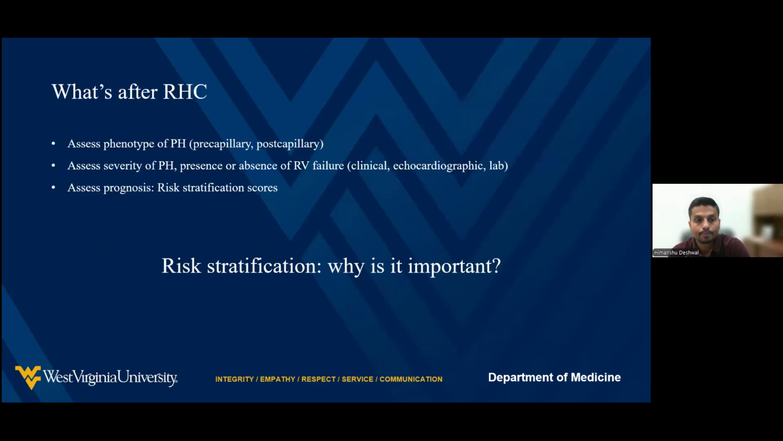Once the right heart cath is done, then you need to assess what was the cause. So, you've done all the workup. Now you stratify: is it all heart failure? Is it all COPD, or is it group 1 pulmonary hypertension? You assess severity. So the patient's in RV failure, the right ventricle looks horrible on the echocardiogram. And then there are certain scores that you can use. MDCalc has all these scores available that can put them into low, intermediate, or high risk category.